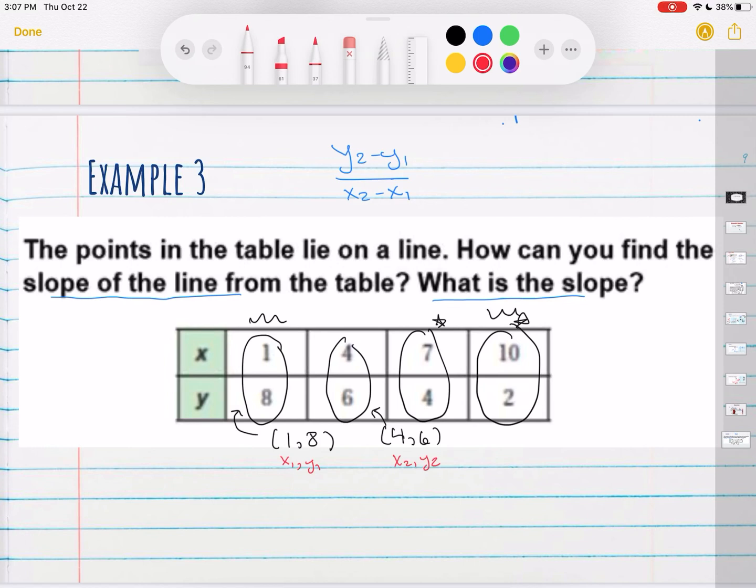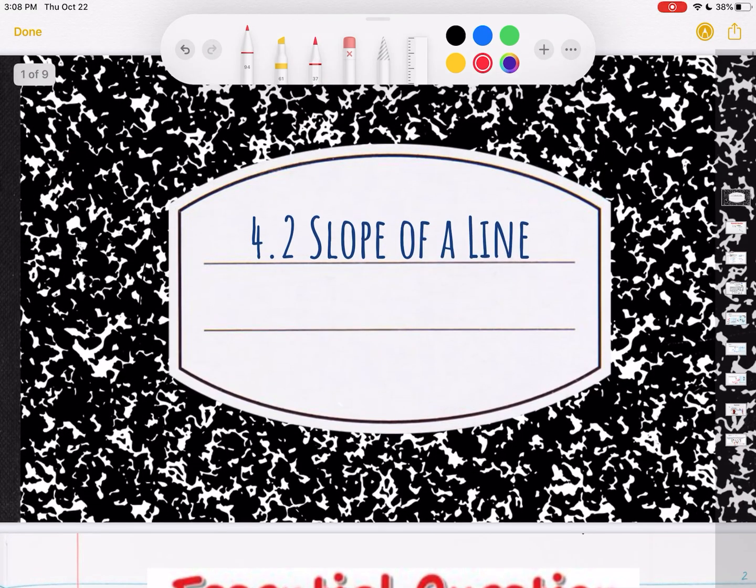So first I'm going to do y2, which is, let's see, right here, 6, minus y1, which is right here, 8, divided by, let's see, x2, which is 4, minus x1, which is 1. Now I simplify. 6 minus 8 is negative 2. 4 minus 1 is 3. So my slope is negative 2/3.